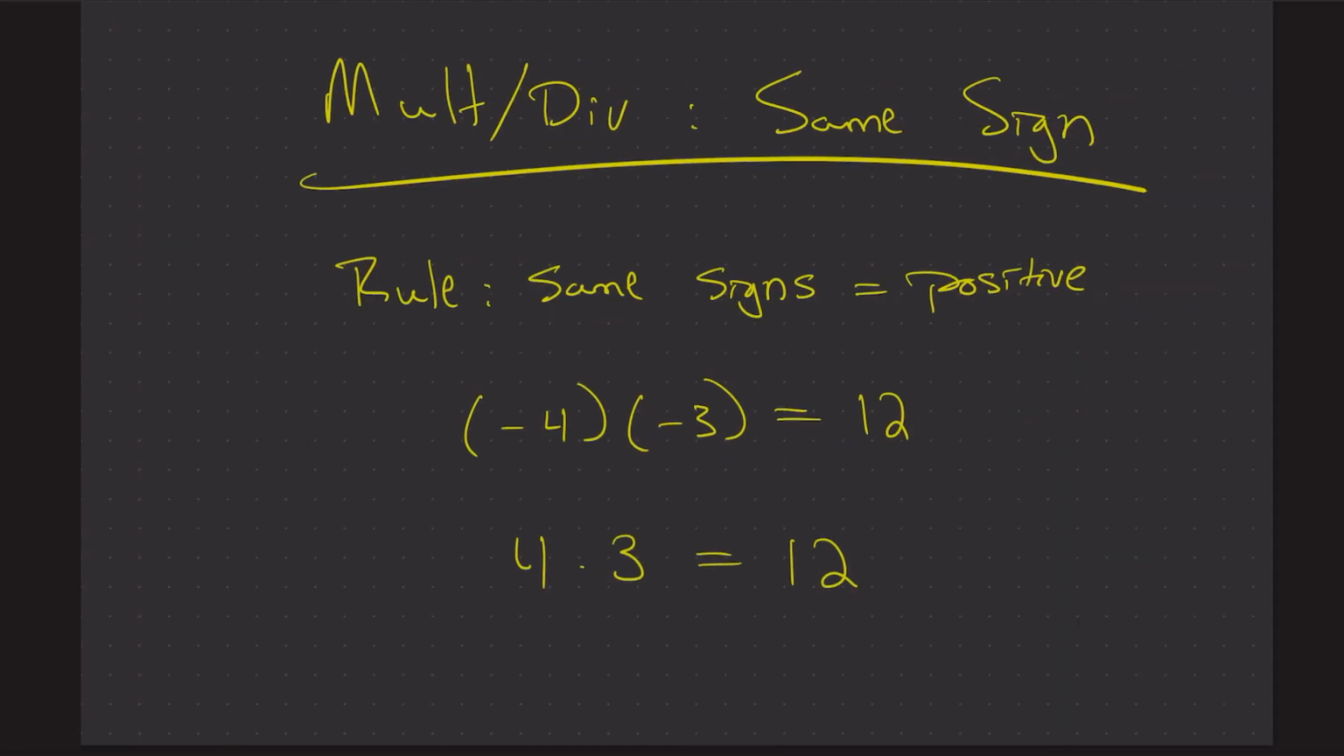So let's take a quick look at multiplication and division. Same sign. The rule is same sign, it's positive. Done. If we have 3 numbers, it's a little different. Just take them 2 at a time. So negative 4 times negative 3 equals 12. Positive. 4 times 3 also equals 12.